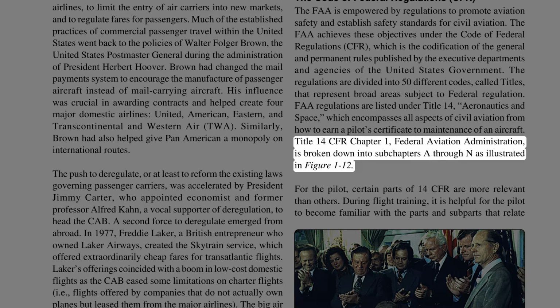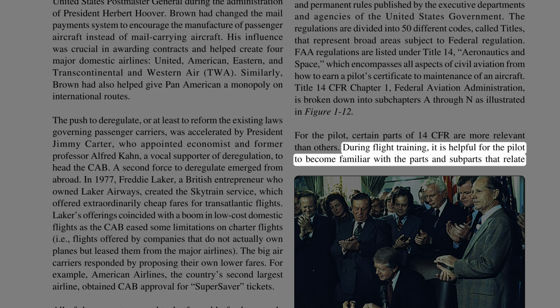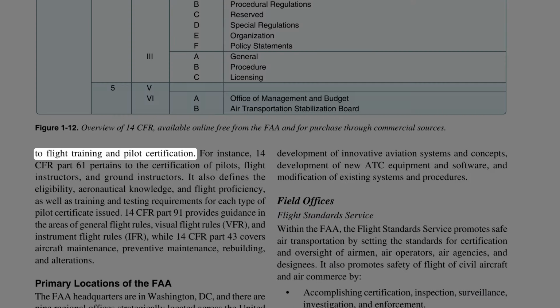Title 14 CFR Chapter 1, Federal Aviation Administration, is broken down into subchapters A through N as illustrated in Figure 1 to 12. For the pilot, certain parts of 14 CFR are more relevant than others. During flight training, it is helpful for the pilot to become familiar with the parts and subparts that relate to flight training and pilot certification.